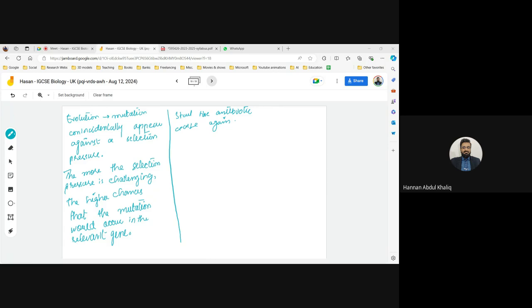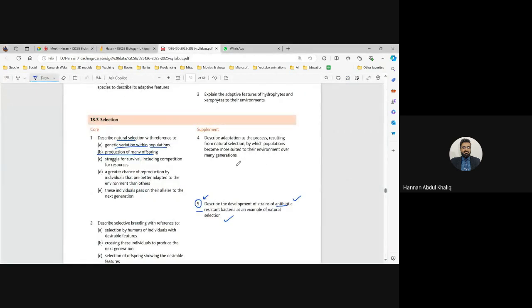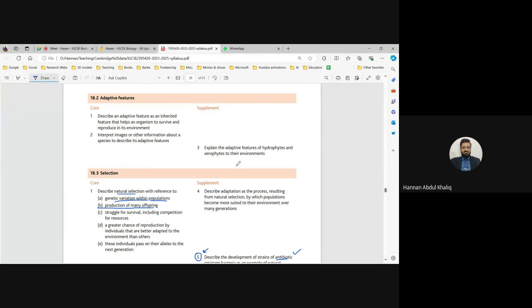So this is something really important to know, that we need to be very careful while using the antibiotic. Got it? Yes.